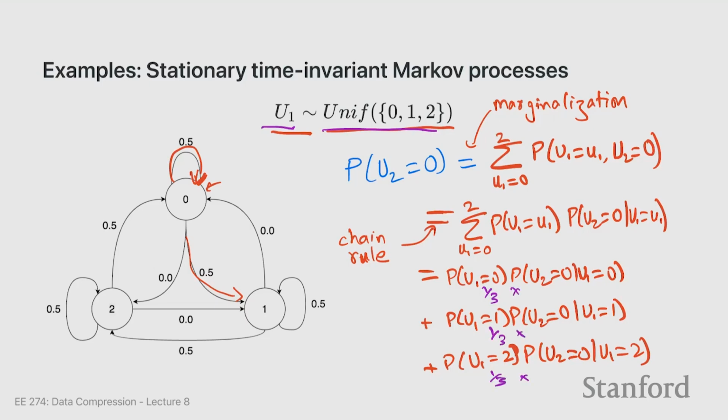Okay, somebody tell me, what is the probability that U2 equals 0 given U1 equals 0? Somebody else.